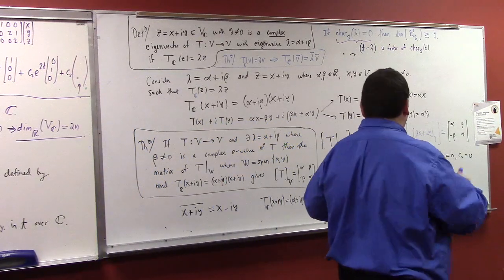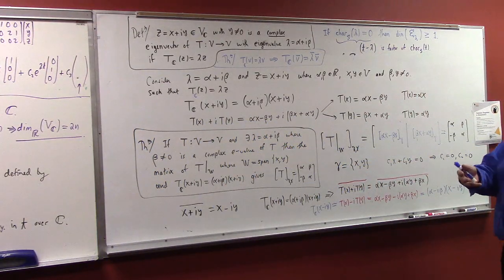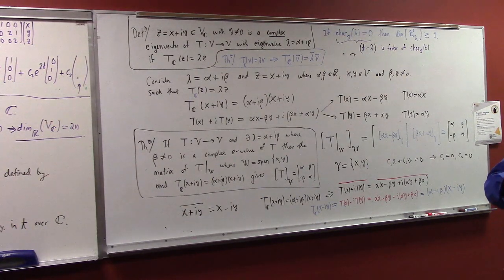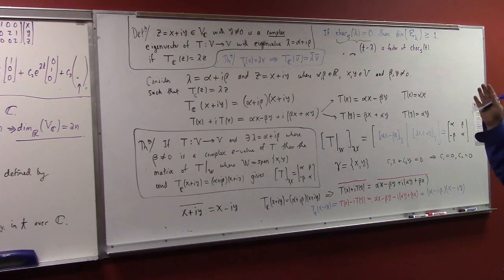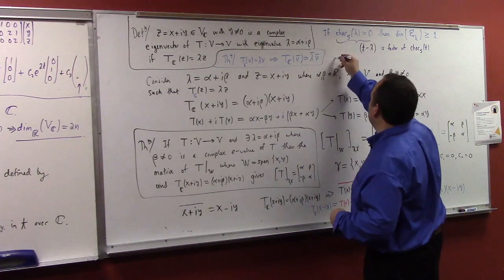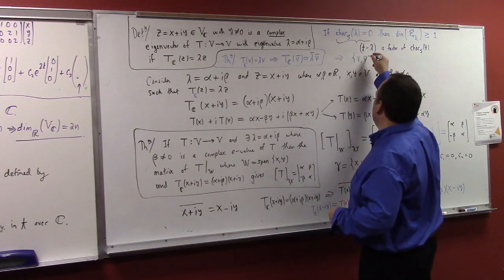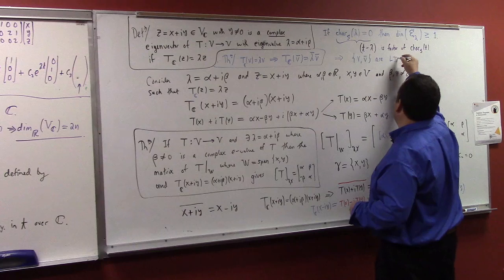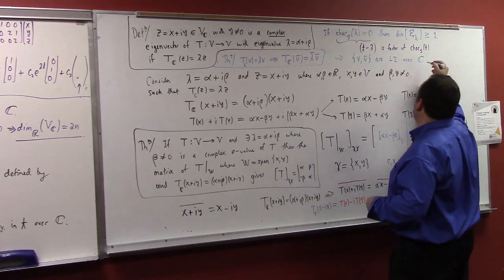And then, since lambda and lambda bar are distinct if beta is non-zero, right? If beta is non-zero, then lambda and lambda conjugate are distinct eigenvalues. So by the theorem that eigenvectors with distinct eigenvalues are linearly independent, we then have that v and v conjugate are linearly independent. Right, so this implies that v and v conjugate are linearly independent over the complex numbers, right?